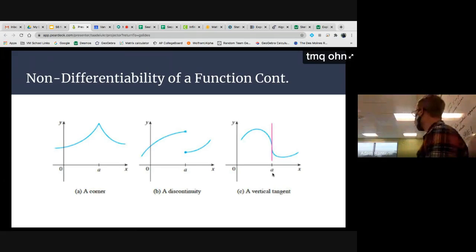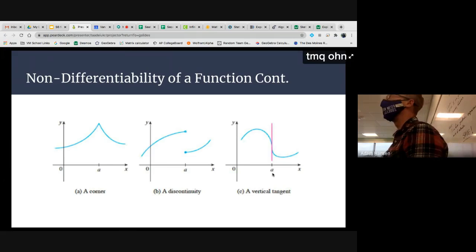Questions there? Three reasons why a graph is not differentiable, has no derivative: corner point, discontinuous, or vertical tangent line. It would look something similar to those three images.